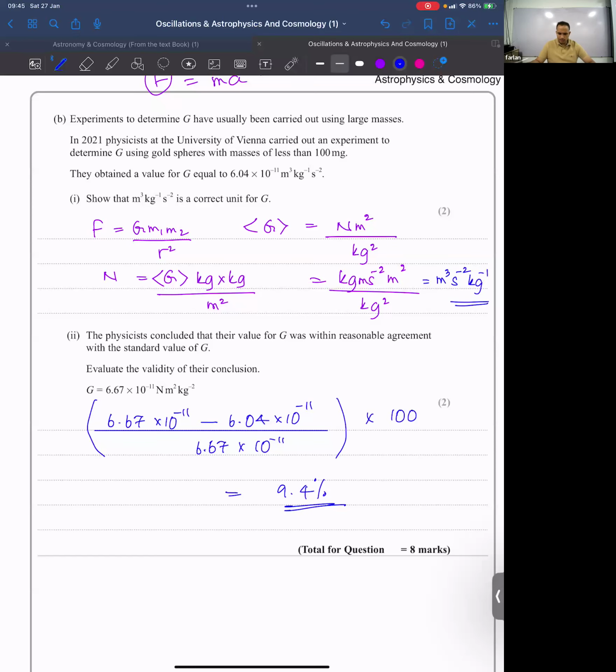I would say it's a good experiment. We can agree on the conclusion. And write a statement saying, yes, it is within a reasonable agreement with the standard value of G.